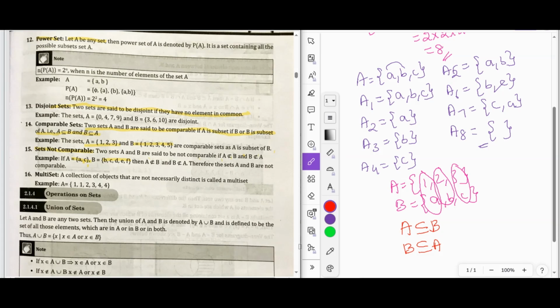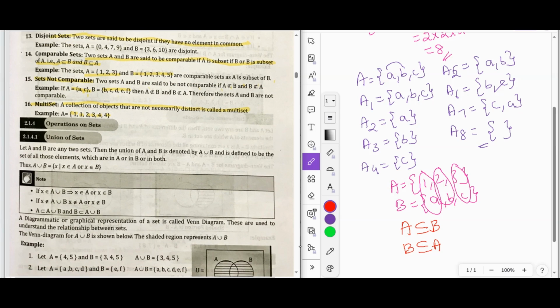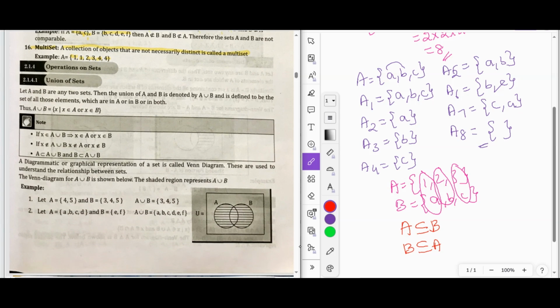Then you have the last type of set, which is the multi-set. What is a multi-set? A collection of objects that are not necessarily distinct is called a multi-set. So here, for example, A is {1, 1, 2, 3, 4, 4}. This means the repetition of elements is allowed in a multi-set. Okay. So these are the types of sets we have discussed till now. We have 16 types of sets.